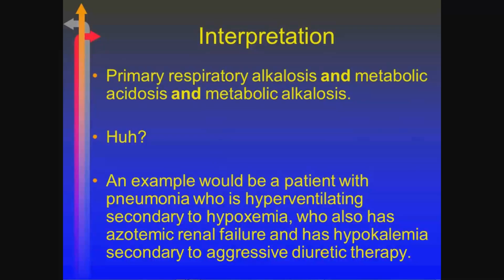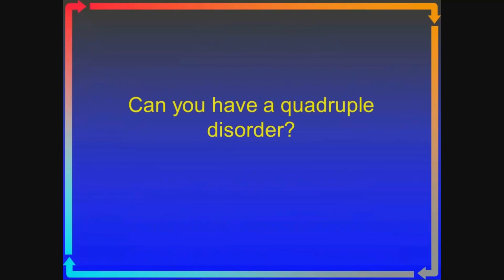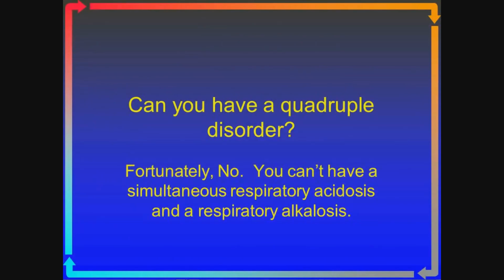Absolutely. We would just totally miss it unless you dig a little bit deeper. And if you talk to a lot of the pulmonologists, they'll say, well, yeah, of course you got to do that. But up to this point in time, we haven't. Can you have a quadruple disorder? No. You can't have a respiratory alkalosis and a respiratory acidosis simultaneously. Whew, thank God.